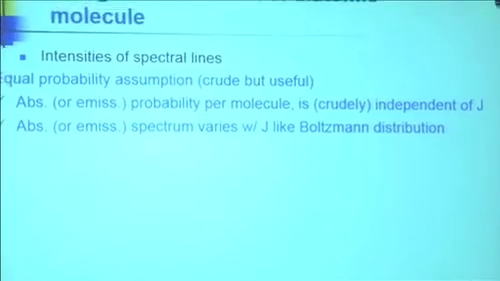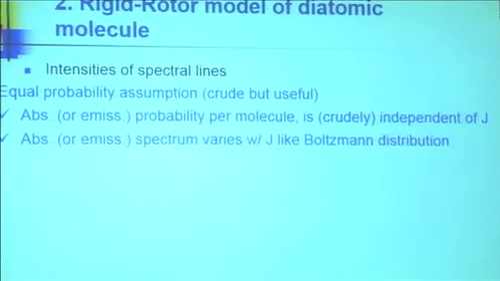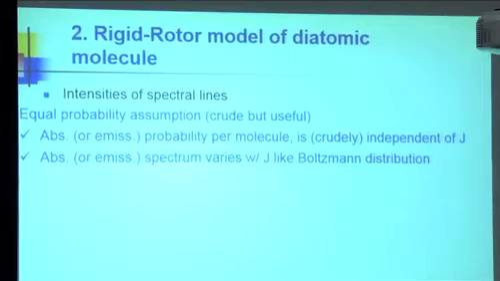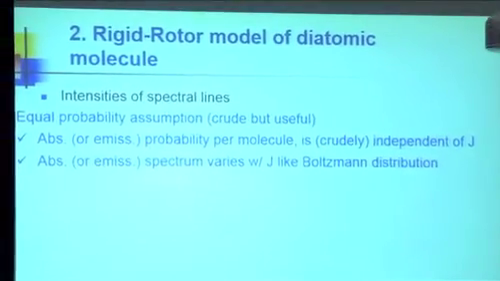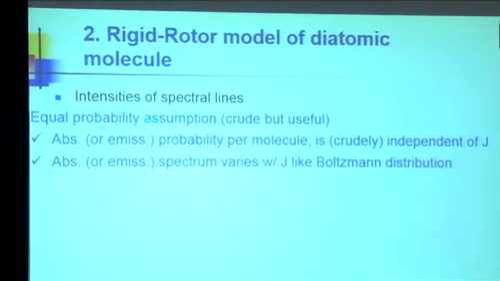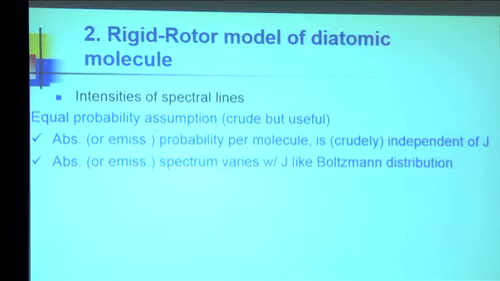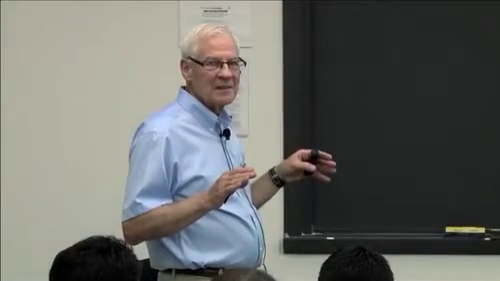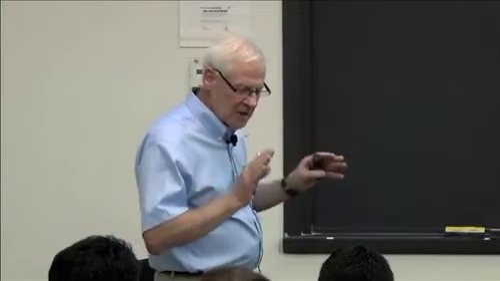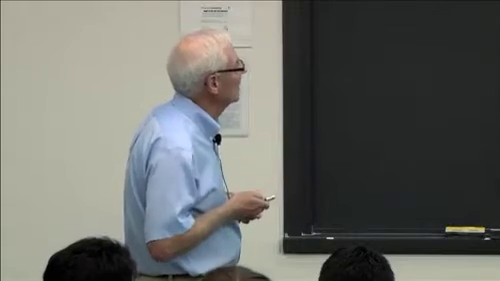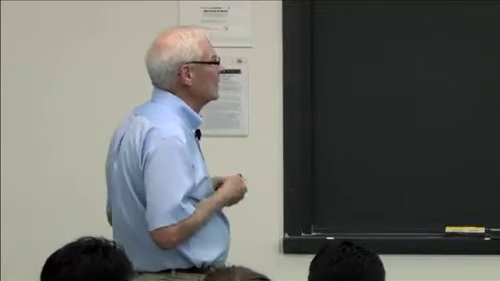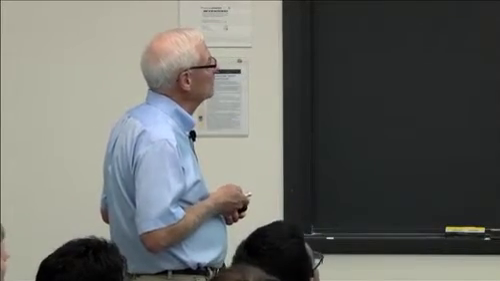Okay, so the intensity, this is my simple rule. I've never seen this written anywhere, because it's not really very accurate, but it's a good way to think. If you follow what I call the principle of equal probability, all it says is the absorption or the emission is independent of J. So in that limit, it's exactly the Boltzmann distribution. Turns out this is not exactly right, but it's so close. It's a good way to think about it. That's why absorption and emission spectra look like they do.